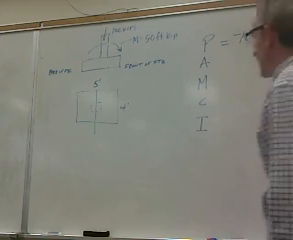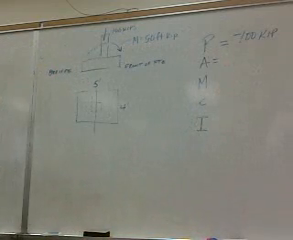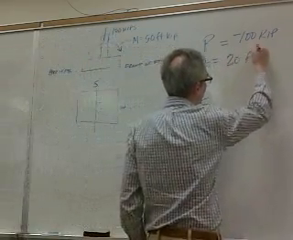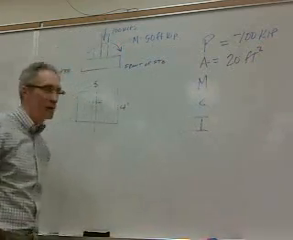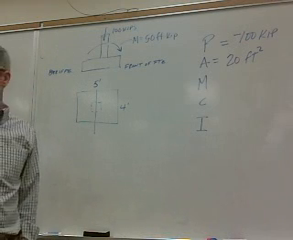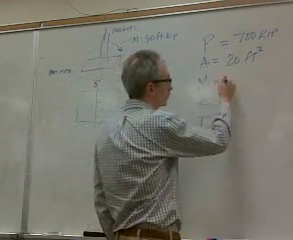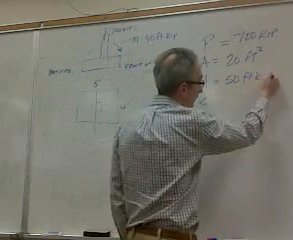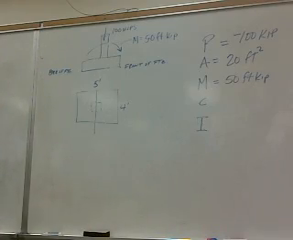All right? What's the area of the footing? And really this is the footprint of the footing as it makes contact with the soil. 20 square feet. Okay? What's the moment that the footing is subjected to? 50 foot-kips, right? All right, so 50 foot-kips.